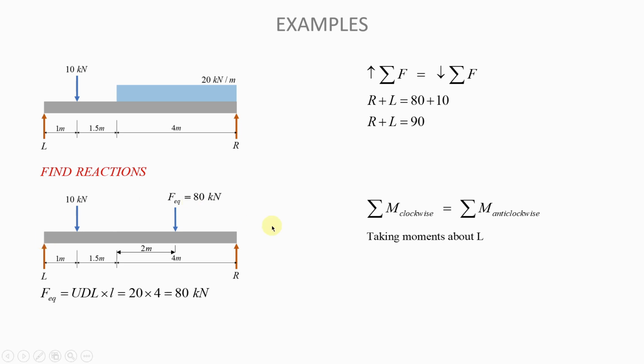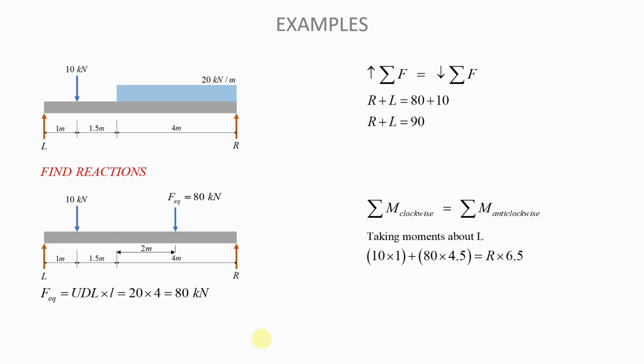And so the sum of clockwise moments about L, if you look at this, the 10 kilonewton force will create a clockwise moment about L. The equivalent force here will also create a clockwise moment about L. So we will sum those moments, and that will be equal to the sum of the anti-clockwise moments about L. And we only have one force that causes an anti-clockwise moment about L, and that is R. And so the sum of the clockwise moments must be equal to the sum of the anti-clockwise moments.